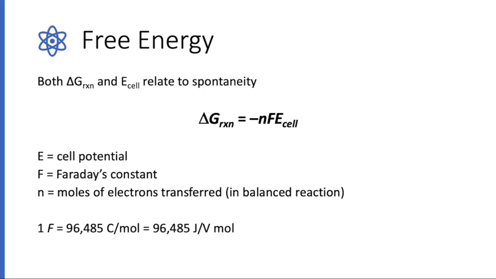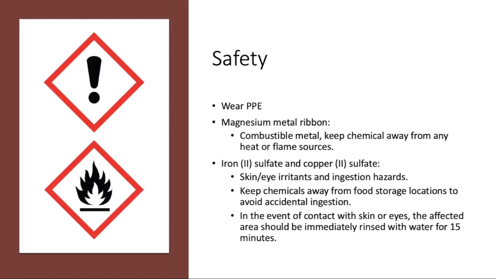So the last two things we have are safety and our schedule for the rest of the semester. For safety, make sure you're wearing your PPE for this reaction. The solutions that you're using are skin and eye irritants and made with some acid, so they can burn you, so you should be careful with them. And you should keep the chemicals away from food storage locations and avoid contact with your skin or eyes. The magnesium metal that you're using is a combustible metal, so you want to keep it away from any heat or flame sources. We talked about that earlier in the semester when you did a different experiment with magnesium ribbon, but just be aware of that. Don't light it on fire.